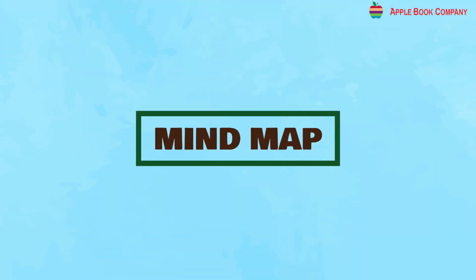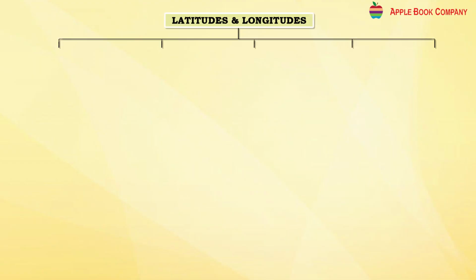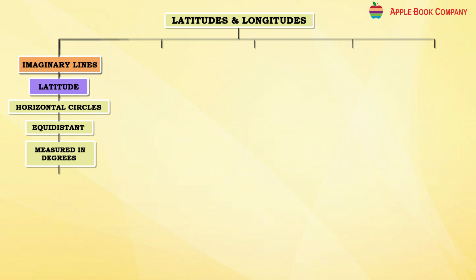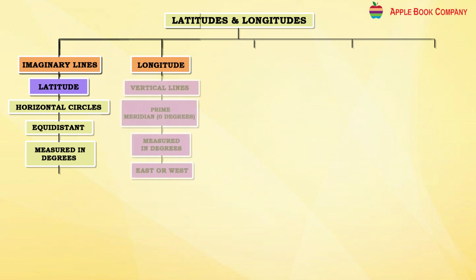Have a mind map. Are you ready? Yes. So, latitudes and longitudes. These are the imaginary lines. In latitude we have horizontal circles. They are equidistant. They are measured in degrees. When coming to longitude, it's all about vertical lines. Prime meridian is 0 degrees, measured in degrees, east or west.